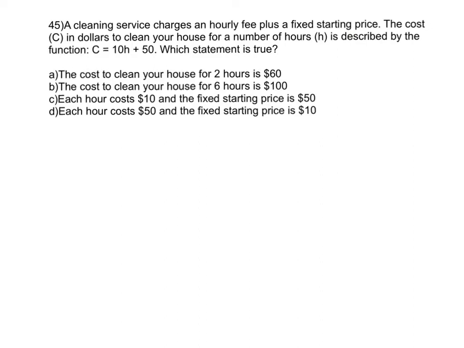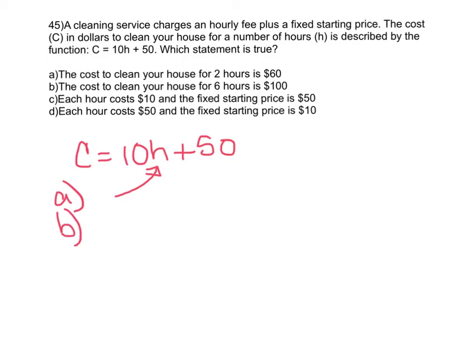So what you need to do is basically take a look here. A, we're going to take our 10H plus 50. In option A, it says the cost to clean your house for 2 hours is $60. So if I plug a 2 in here, 10 times 2 plus 50, does that make it true? In option B, the cost to clean your house for 6 hours, you would plug a 6 in there, 10 times 6 plus 50. Is that $100? Does that make it true?